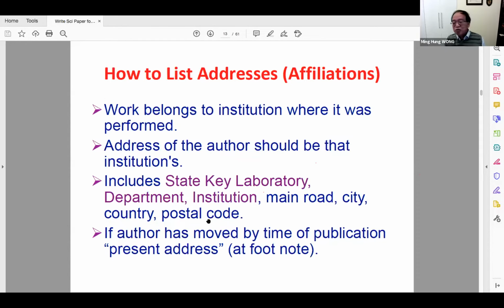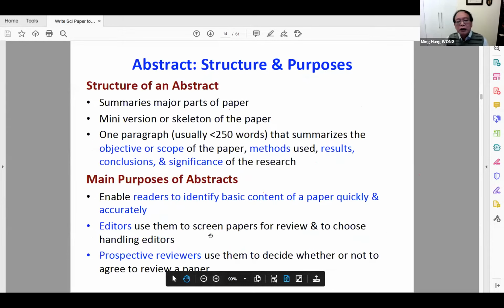Well, address, I'm sure you know, is very important because the work belongs to the institution where it was performed. You ought to list out all the department, institution, postal code, and so on. Now, if an author has moved by the time of publication, I think you should put down the present address as a footnote. Okay, we come to the abstract.